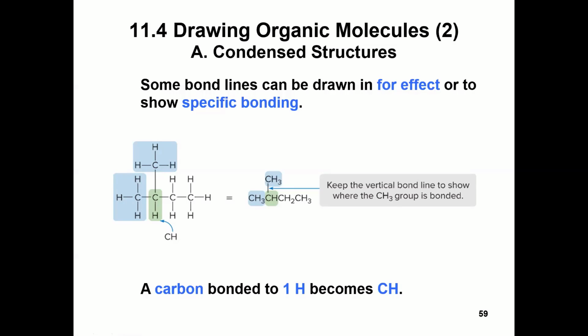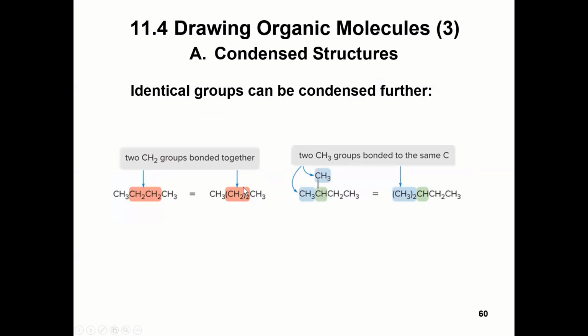You have CH3 units, which is carbon bonded to 3 hydrogens. You have CH2 units, which is a carbon bonded to 2 hydrogens. CH3 is a carbon bonded to 3, and a CH means a carbon bonded to 1, okay? So we can even go further and condense the condensed formulas even further.